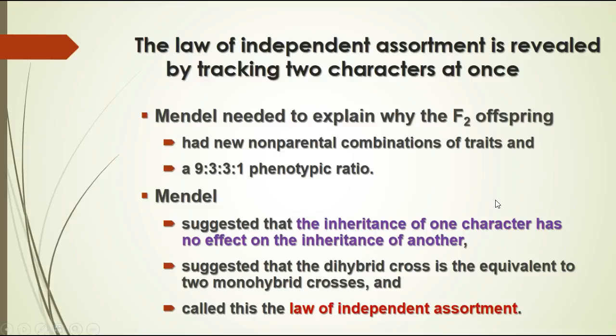He needed to explain why this happened, okay? And so he suggested, this is another one of his principles or laws that we follow, is that the inheritance of one characteristic has no effect on the inheritance of another. He called this the law of independent assortment because these 2 alleles were independent of each other. They did not depend on each other to get their trait.